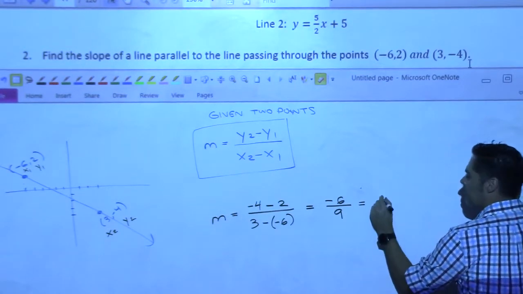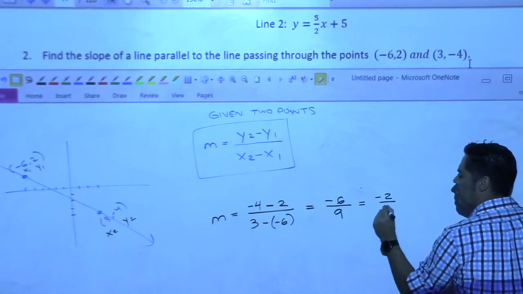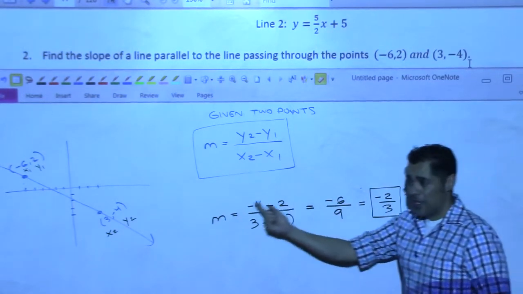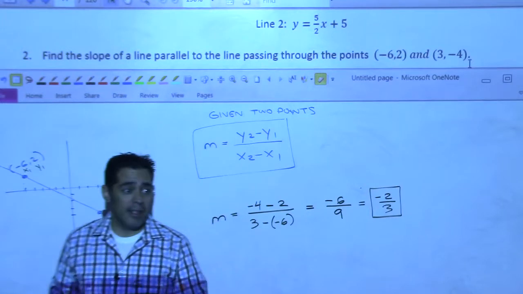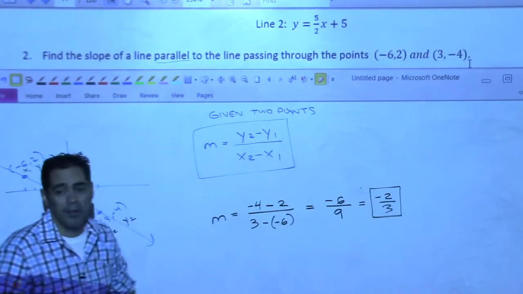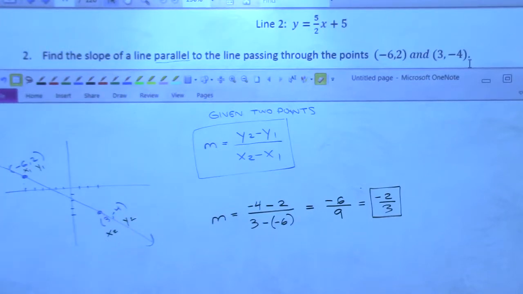Negative 2/3. If we reduce the fraction, 3 goes into the top and bottom, right? So that is the slope. That is the slope of this line, right? But it's also the answer to our question because we wanted to find the slope of a line that's parallel to it. So we want the same answer.